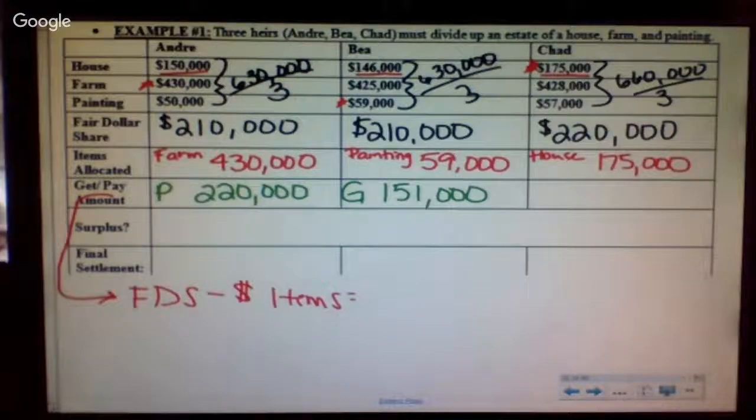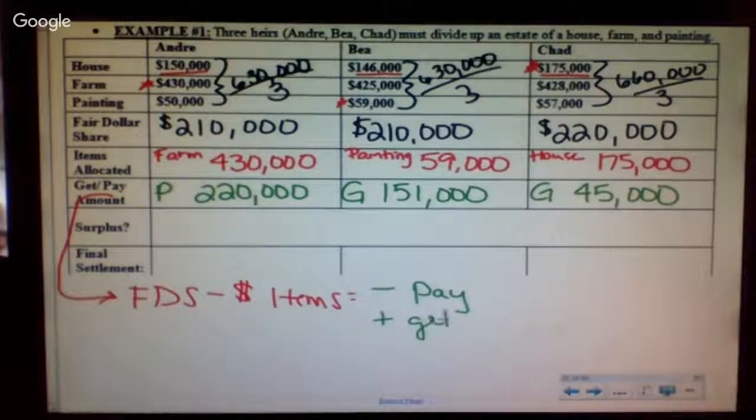Okay, so what about Chad? Is he going to get or pay? He's going to get. When you subtract these two, it comes out to be a positive $45,000. So if you get negative, that means you pay. If you get positive, that means you get.